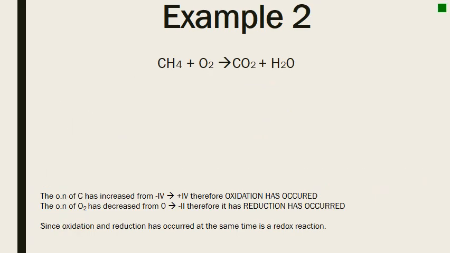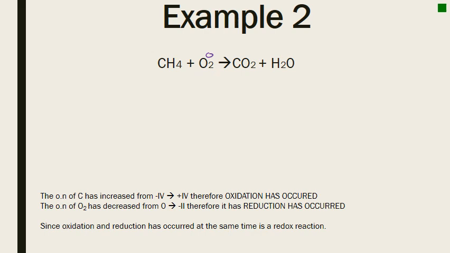So example CH4. Now first thing we have to do is assign oxidation numbers. Now CH4 we need to do by calculation. O2, remember the pure elements are always 0, so we can just write that straight away. Let me just do it clearer for you. CO2 is a compound, so we have to do it by calculation, and H2O is a compound, so we have to do it by calculation.